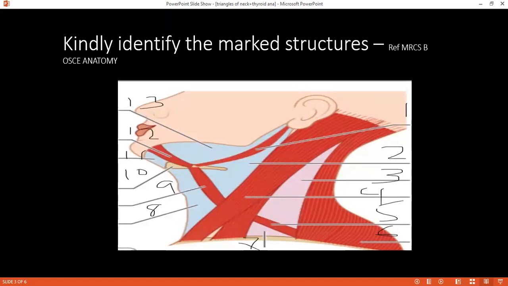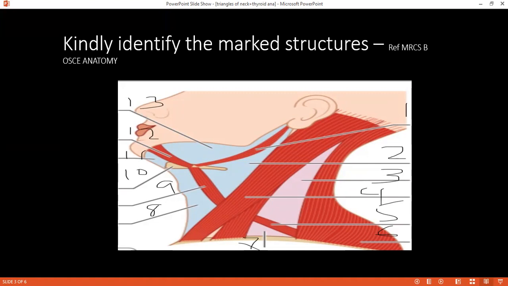Very good. How many triangles are there anteriorly? Anteriorly, we have 4 triangles. How are these divided? Which muscles are dividing them? The digastric muscle, both bellies, and the superior belly of omohyoid.